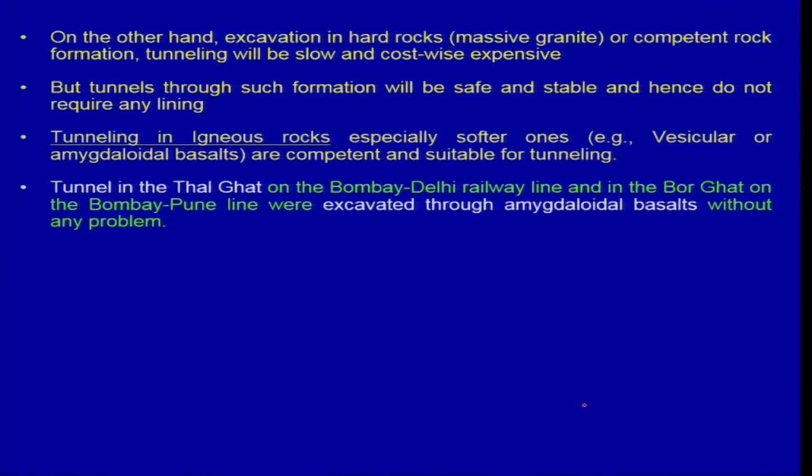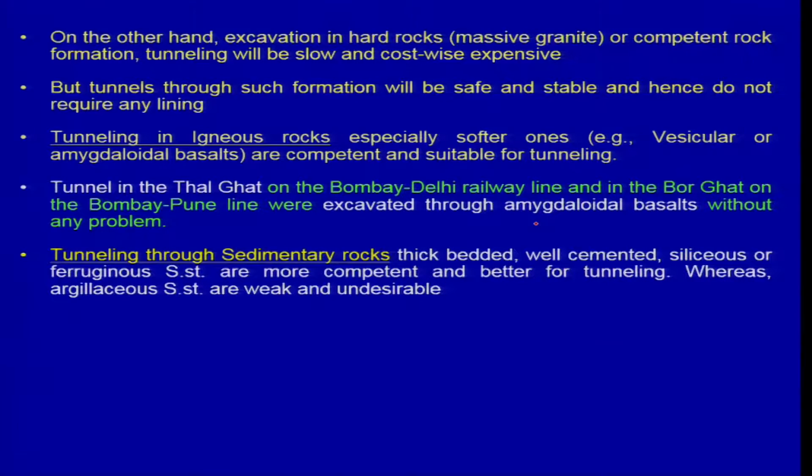This is what happened in tunneling at Talghat on the Bombay Delhi railway line, and Bhorghat on the Bombay Pune line, which were excavated through amygdaloidal basalt without any problem. Tunneling through sedimentary rocks: thick bedded, well cemented siliceous or ferruginous sandstones are more competent and better for tunneling. Whereas argillaceous sandstones, fine grained sandstones, or shale and all that will be weak and undesirable. So this is what one should keep in mind.